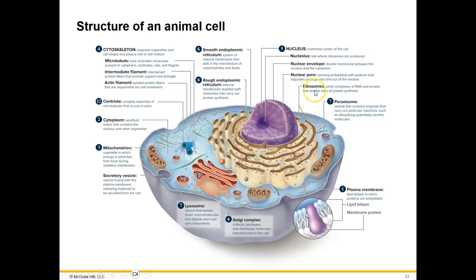And then you can see our ribosomes here. Like this one looks like it has just come out of this nuclear pore. They are small complexes of RNA and protein that are also the sites of protein synthesis. So that's where we are making all the proteins that we need.